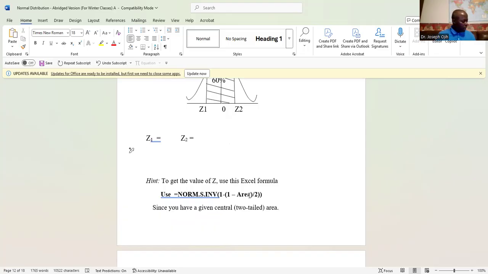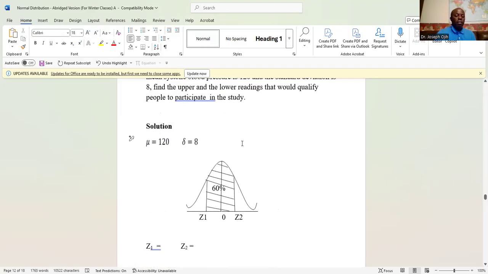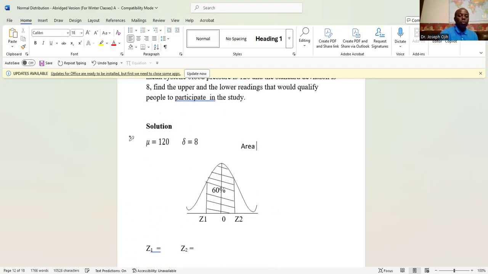Okay? And the formula we use in Excel to get the Z, I have it right here. Let me highlight it for you. NORM.S.INV. Here, the area given, I'll call this area, is 60%, which is the probability. Equals 60%, which is 0.6 in decimal.